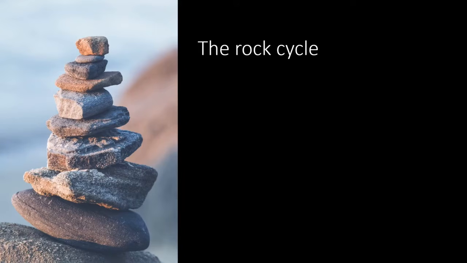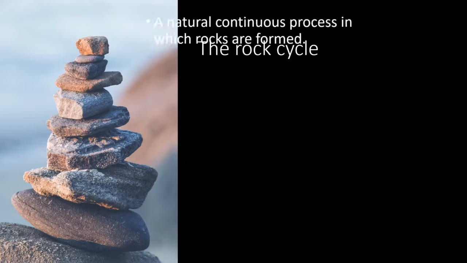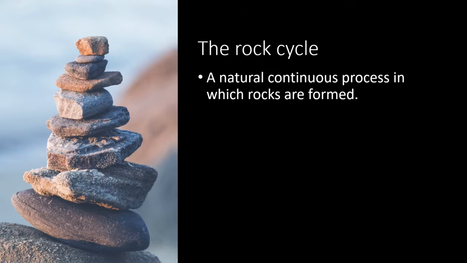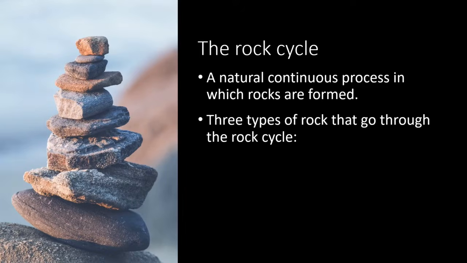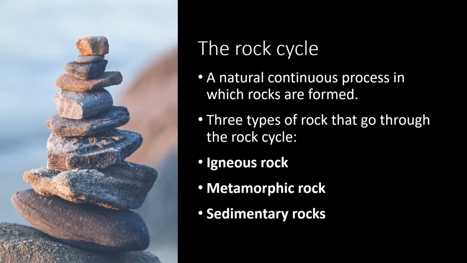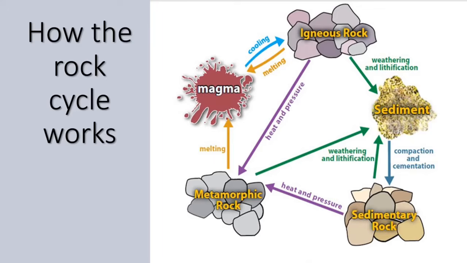So let's have a look at what exactly the rock cycle is. The rock cycle is a natural, continuous process in which different rocks are formed. They are then broken down and reformed again over long periods of time. We have 3 different types of rocks that go through the rock cycle: igneous rock, metamorphic rock, and sedimentary rock. But how does the rock cycle work, starting with step 1.